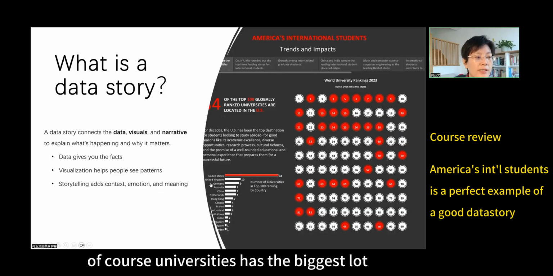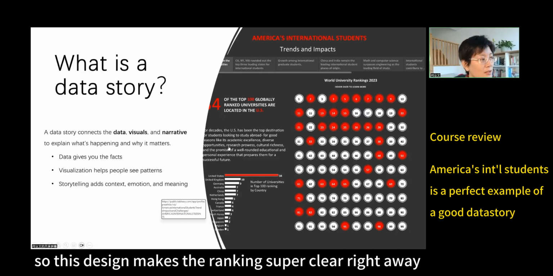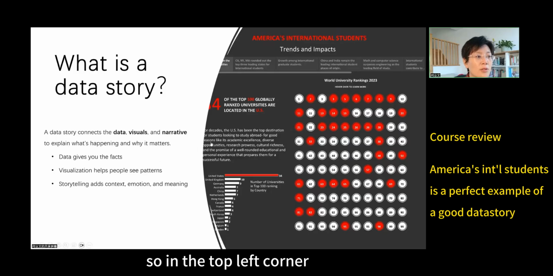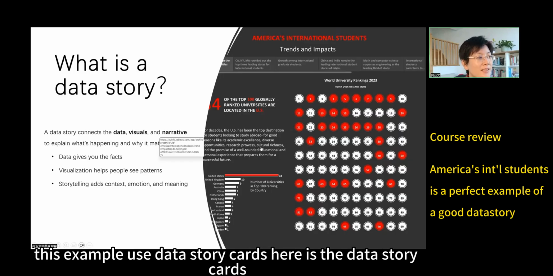Of course, the US has the biggest number. There are 34 top universities in the US. So this design makes the ranking super clear right away. In the top left corner, you will find the writer summarized the main idea in words. Also, this example uses data story cards.